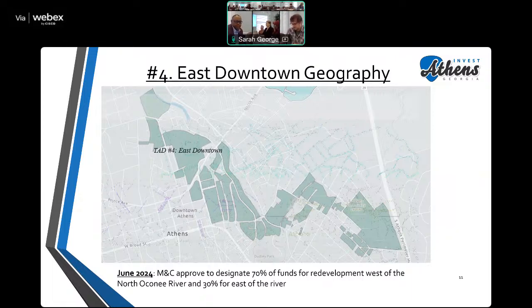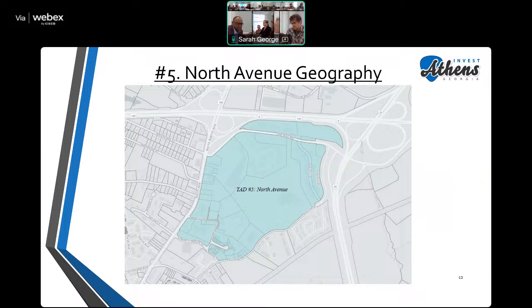Moving on to North Avenue. North Avenue is 68 parcels, 139.6 acres, and it is 0.36%. How many acres did you say? 139 and a half.